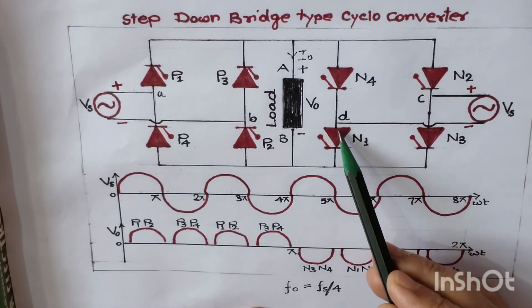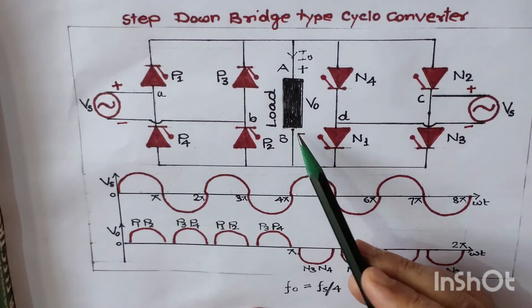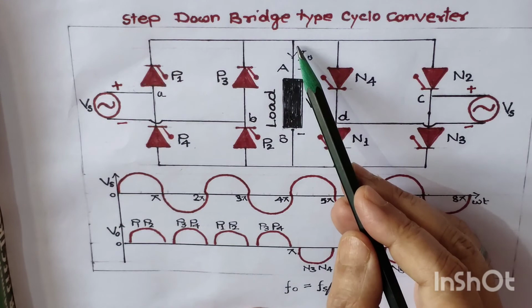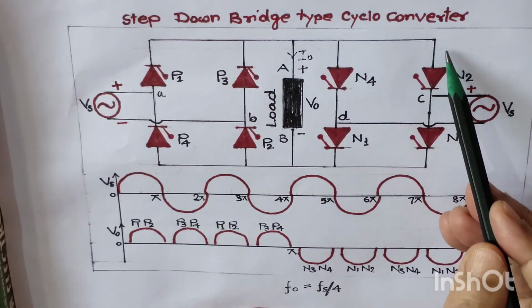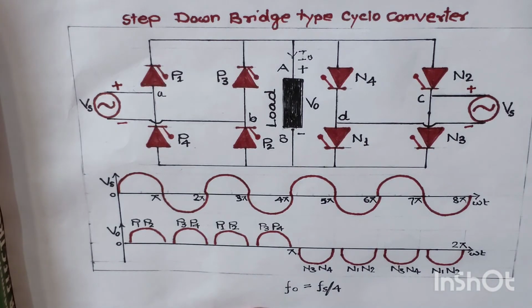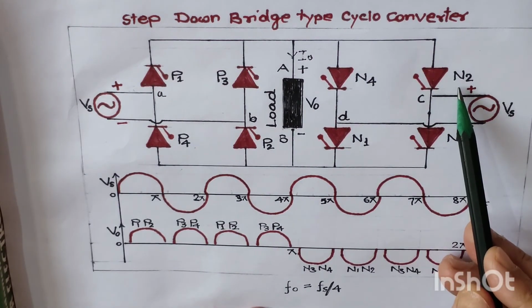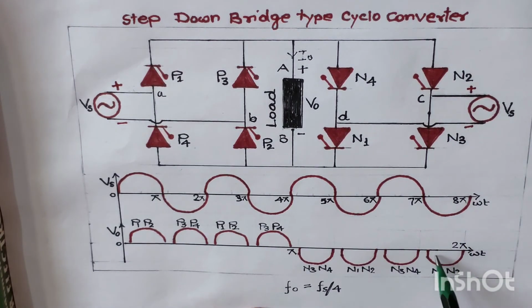From the point D through thyristor N1, it will come back toward the point B. Then from the load, it will go to point A, then back to thyristor N2 and go back to the negative. It means during this conduction, thyristors N1 and N2 are conducting and we have received the negative polarity output voltage like this, which has been shown here.